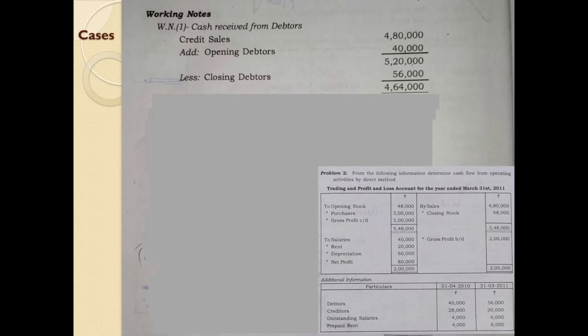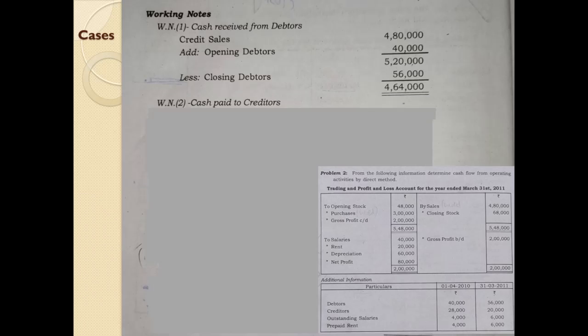Since you are familiar with preparation of ledger accounts during the fund flow statement module, you can either prepare an account or you can follow this statement. Anyway, just familiarize yourself with any one of the methods and don't get confused. So this is how cash received from debtors can be found out.